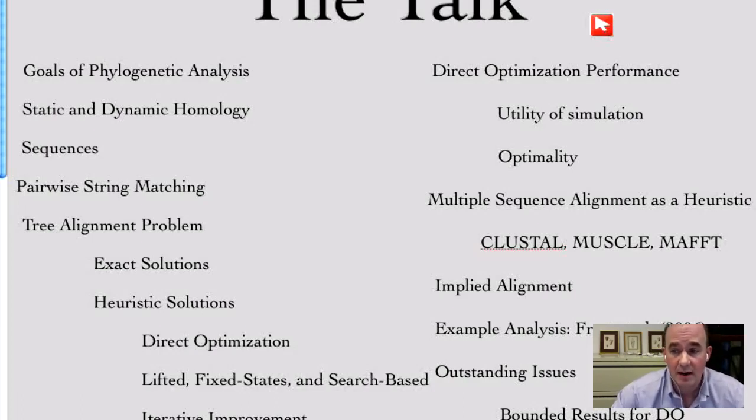How does direct optimization perform, using things like simulations or optimality measures? And then how do these relate to multiple sequence alignment, treating it in essence as an alternate heuristic for the tree alignment problem? Briefly about implied alignment, what that is, and then I'll talk about some example data sets, for example the Frost et al. data set that came out in 2006, and then a few of the outstanding issues, at least as I see them, in this sort of analysis that are areas of future research.